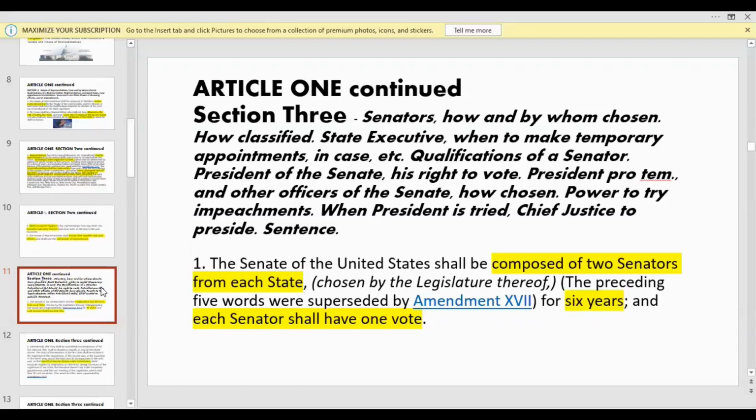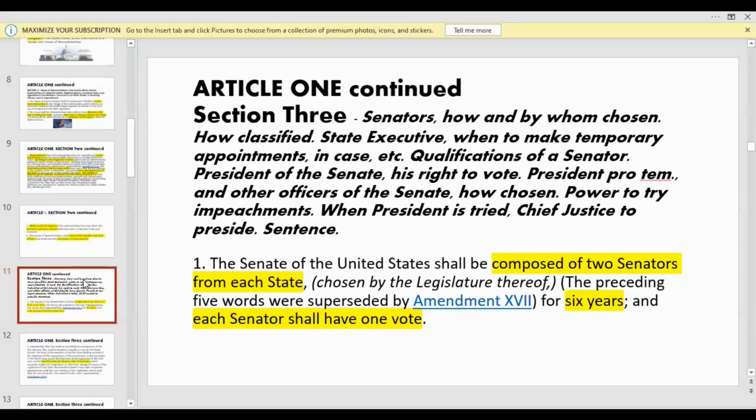Okay, so we saw, well, I'll come back to Warren's in a minute. So we saw that the senators will serve a 6-year term. Each one of them gets one vote in the Senate. That means that each state has an equal say in the United States Senate.